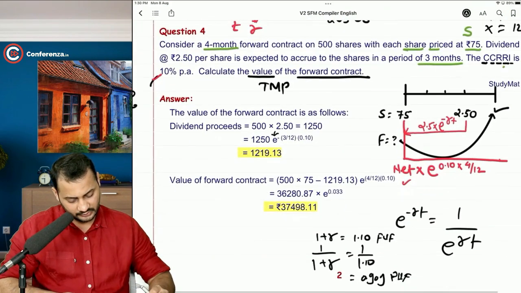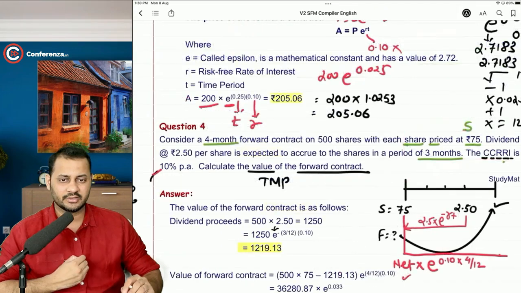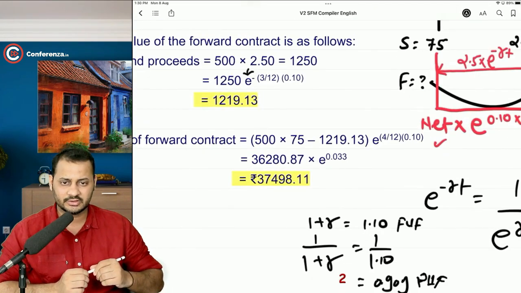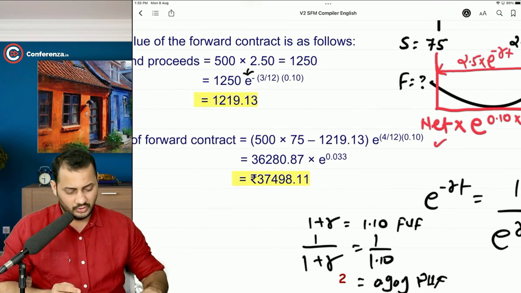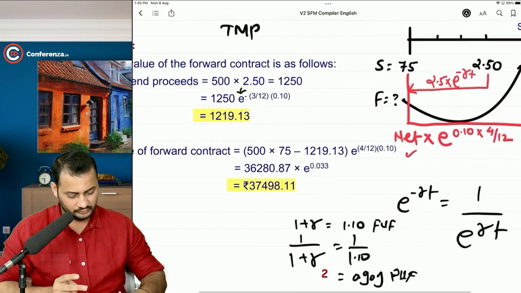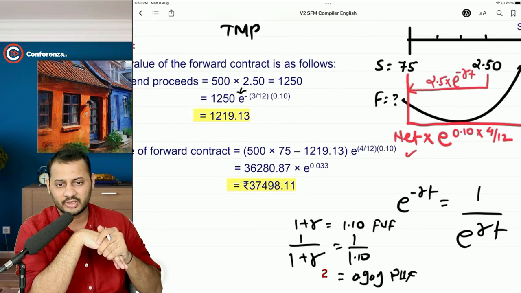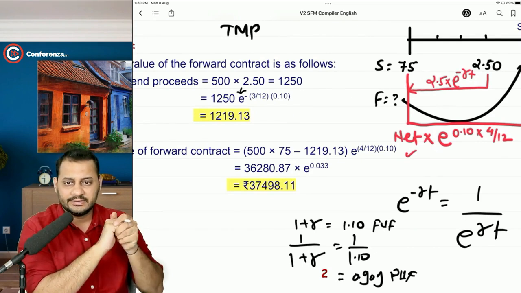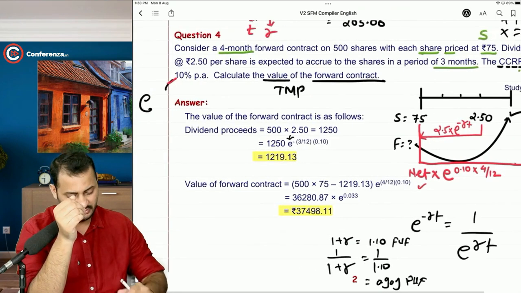Have a look. My answer was 37,509, here it is 37,498, and it is all because of the rounding off of the differences, nothing else. It's just a difference of 8 to 9 rupees, and that is all because of the rounding off. You can do the calculation. Let's see, I will just show you something so we can match it.